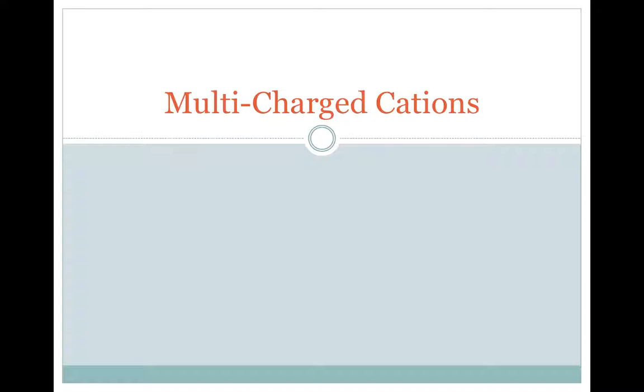You picked up a yellow card on the way into class today. You want to use that yellow card, the side that says transition metals and multi-charged ions. We're going to be referencing that throughout class today.